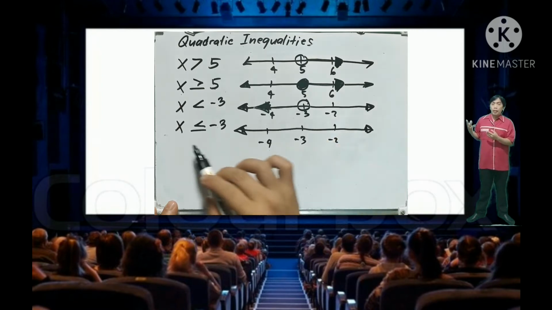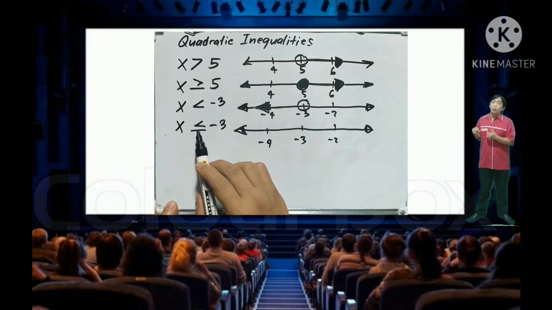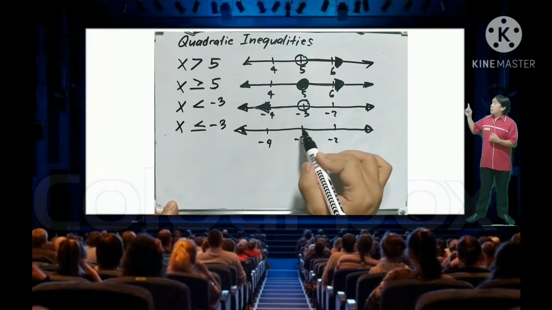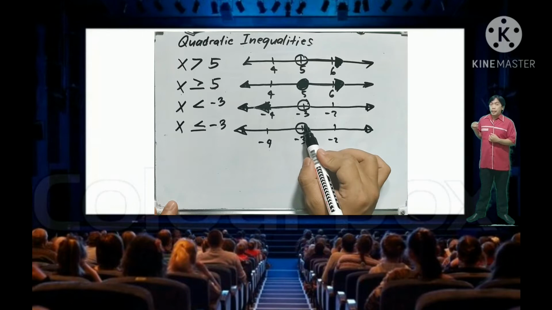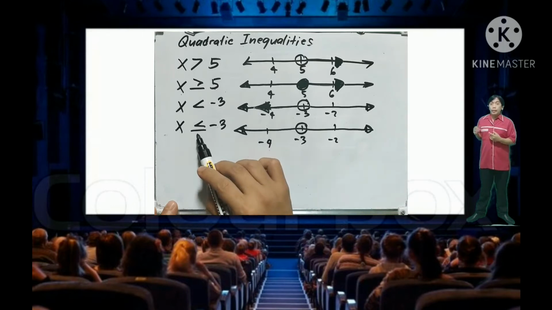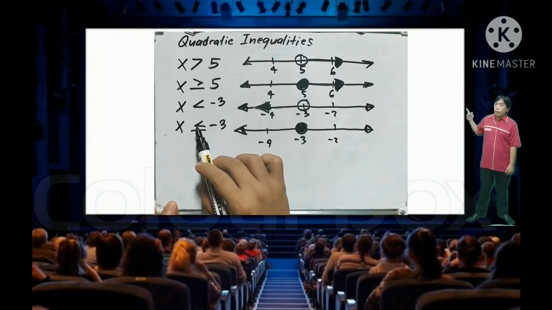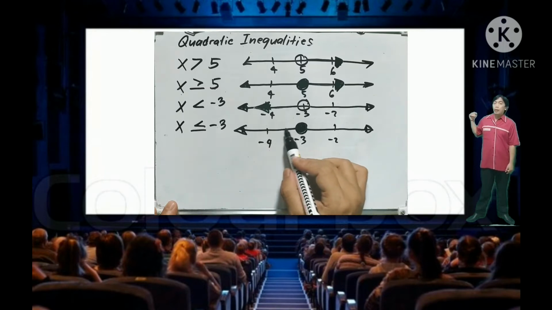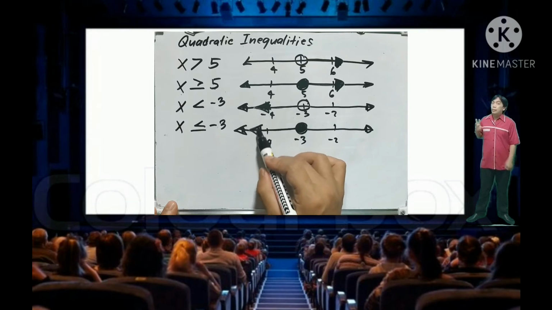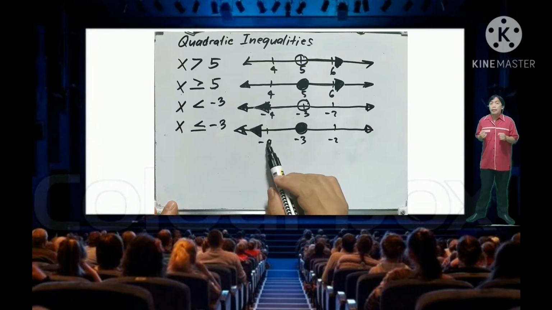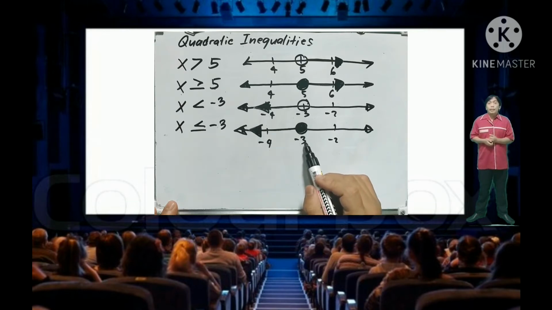Okay? Next, we have x is less than or equal to negative 3. So, once again, let us locate negative 3 on the number line. Since there is here a bar line below the symbol of less than, we have to shade negative 3, meaning negative 3 is a solution. Now, the direction of this is pointed to the left. So, all the numbers on the left of negative 3 together with it, those are the solutions.